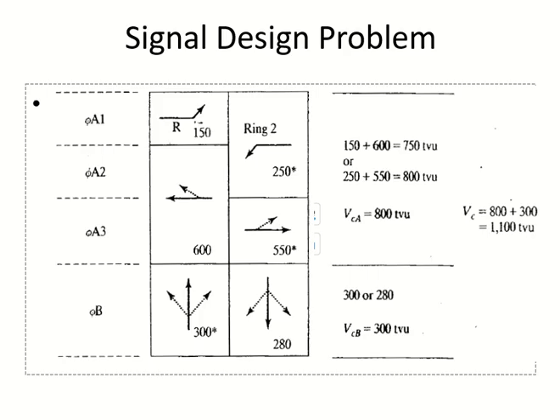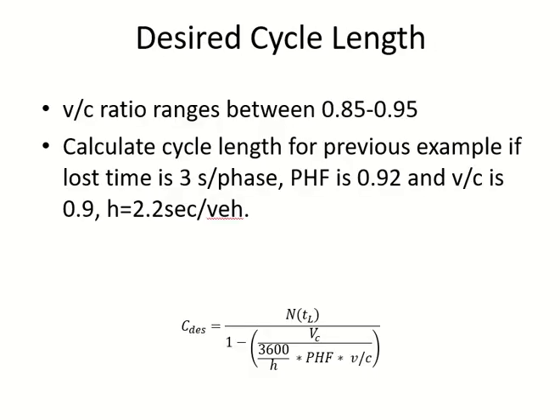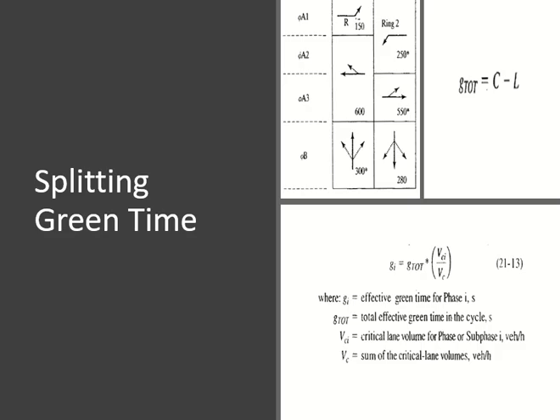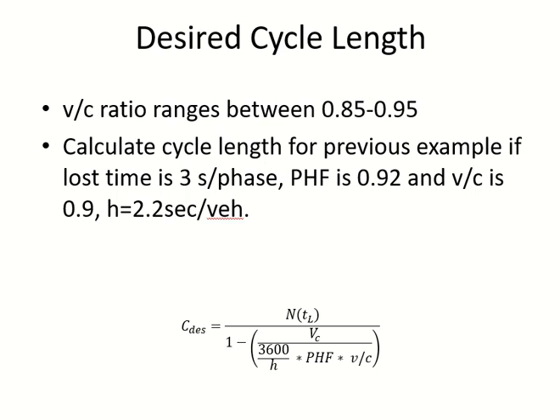But anyways, 800 from here, 300 from here, total 1100. Then we calculated the cycle length using this equation, and cycle length was how much? Did we calculate cycle length? I don't remember. Okay, can you calculate the cycle length? So this thing is 1100, and we have 4 phases. Rest of the things are written here. Can you give me the cycle length?